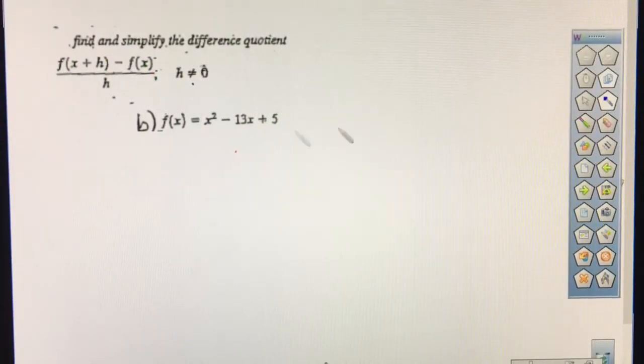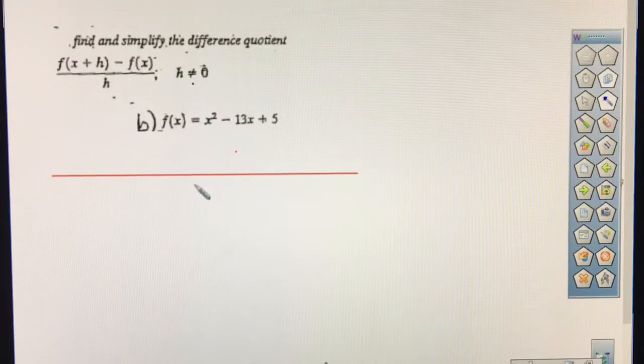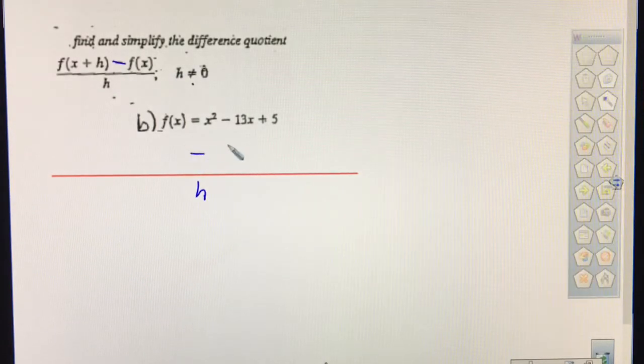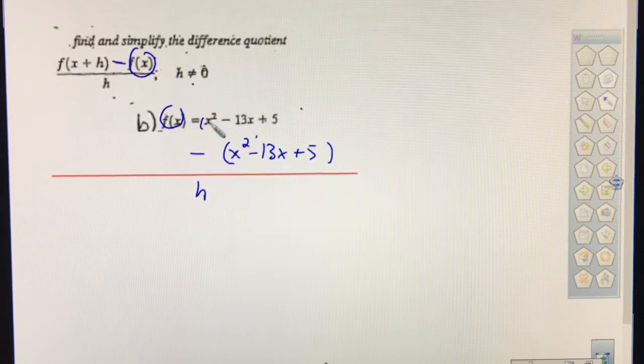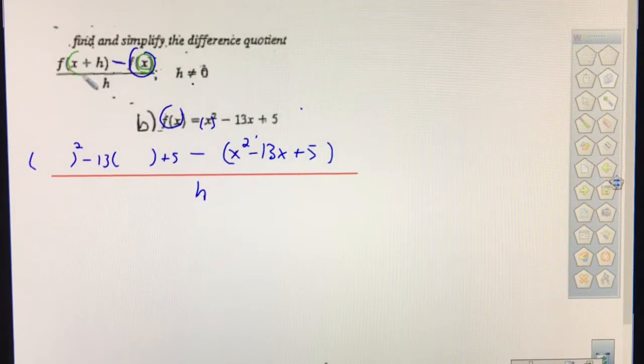This one's part B. I'm going to need my big division bar, all over h with a minus sign. And now I'm going to put big parentheses in the back because f of x this time is equal to this long trinomial, x squared minus 13x plus 5. Now what goes in front is kind of difficult. Wherever there's an x value, I'm going to leave it as a parenthesis. So this is going to be parentheses squared, x squared minus 13 times x plus 5. And I have to determine what goes in this spot here for where the x was. I can't just put an x in there. This time x is replaced with x plus h.